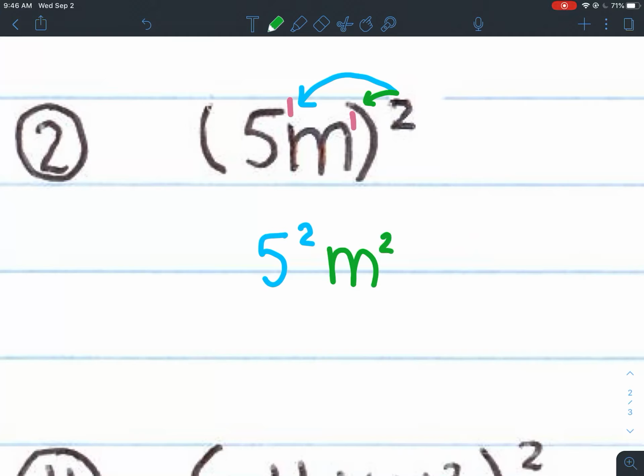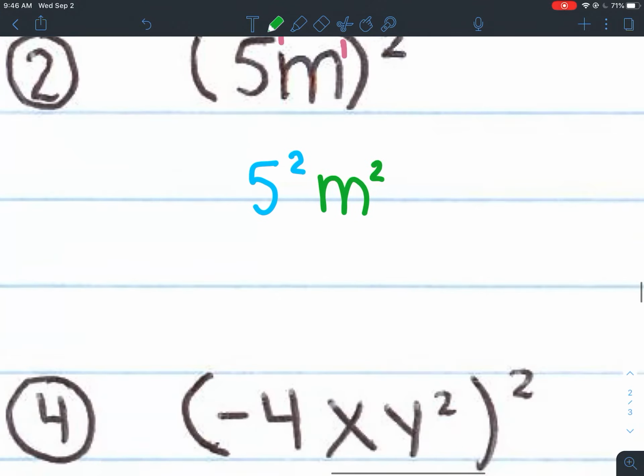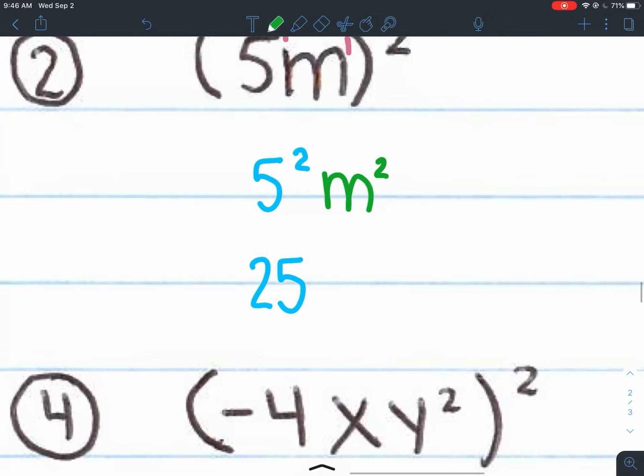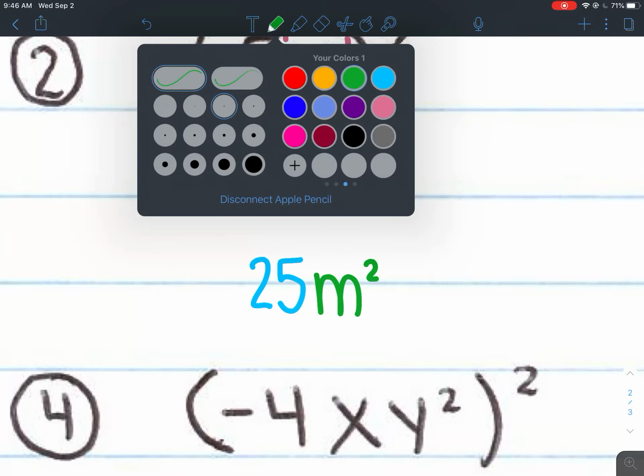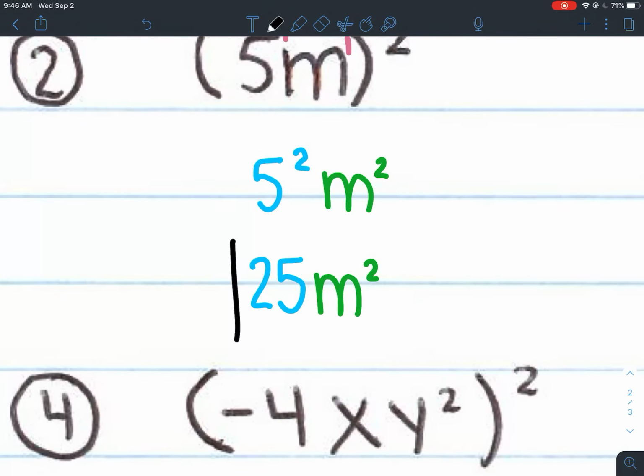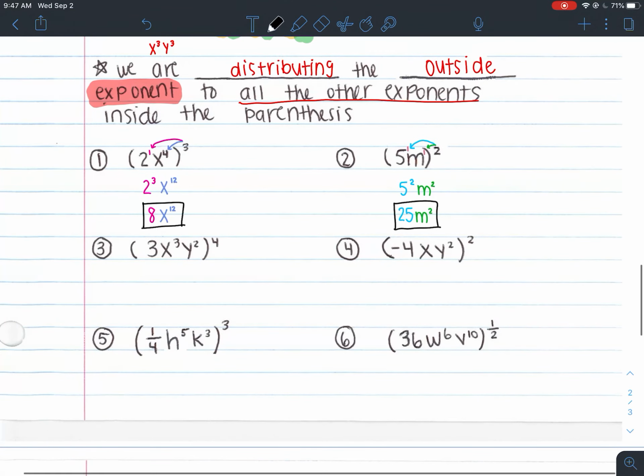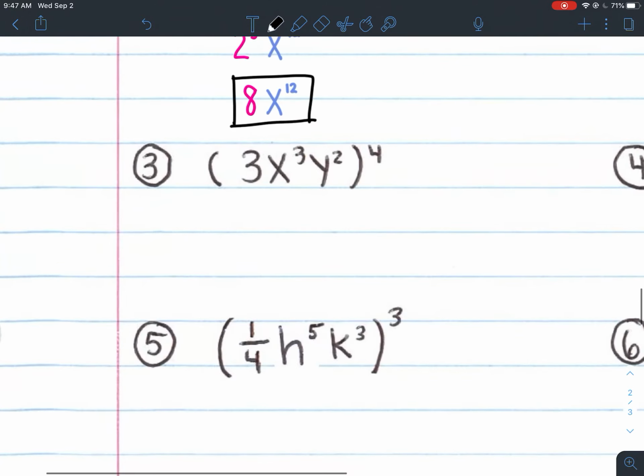Okay? And then you want to simplify this even further. You don't want to leave it as 5 squared because can you punch 5 squared in a calculator? Yes, you can. What is 5 squared in a calculator? 5 squared is 5 times 5, which is 25. And then you can't do anything with the m, so that's going to stay m squared. You don't have any like bases that you can combine, so this is your final answer. All right, moving on to number 3.